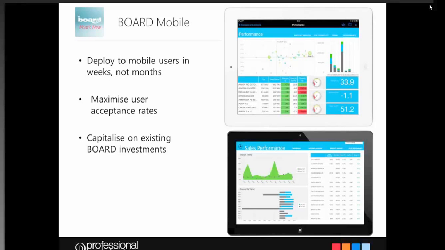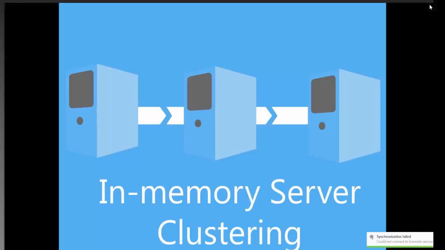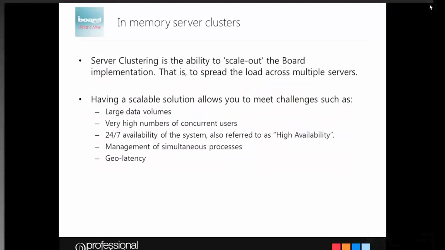Okay, so in-memory server clustering, what this enables you to do is to cluster your servers together to run Board. So it's a scalable solution, so you can have a large data volume, a lot of servers working together to increase the volume of data which Board can hold, and therefore also the speed can be improved by having more servers working on it, so that if you are experiencing any performance issues, we can get around it with this. And that's really all we had wanted to cover off today.